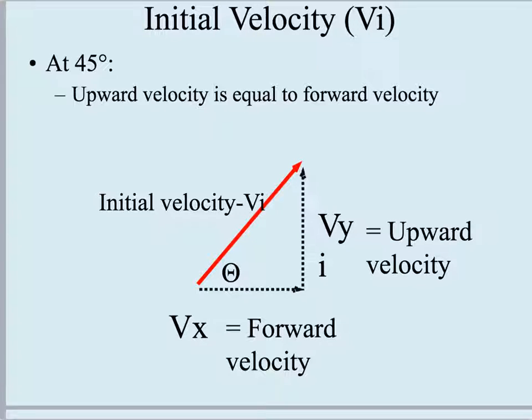Now, of course, remember, this is initially. This is right when it takes off. After it takes off, VIY starts to change. Of course, Vx is constant, but the vertical velocity is going to start to slow down, get smaller and smaller as it's rising and rising. So, at 45, same values. Below 45, Vx is greater than VIY, and greater than 45, VIY is greater than Vx.